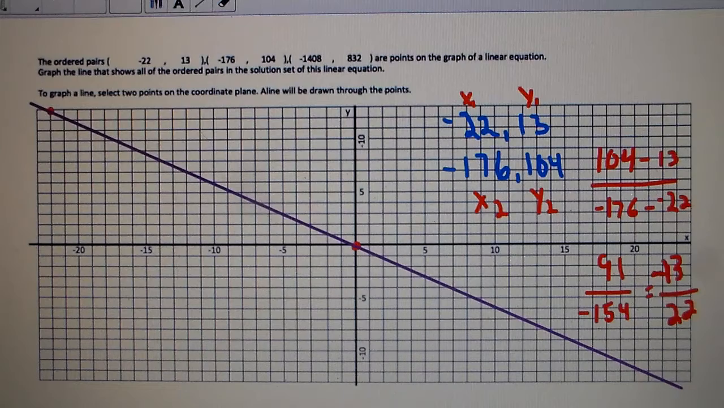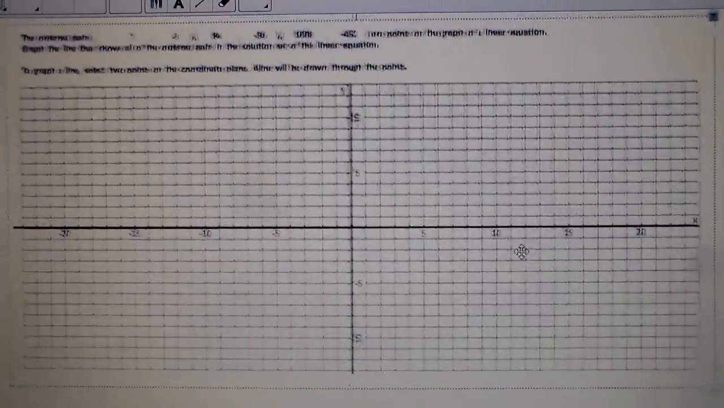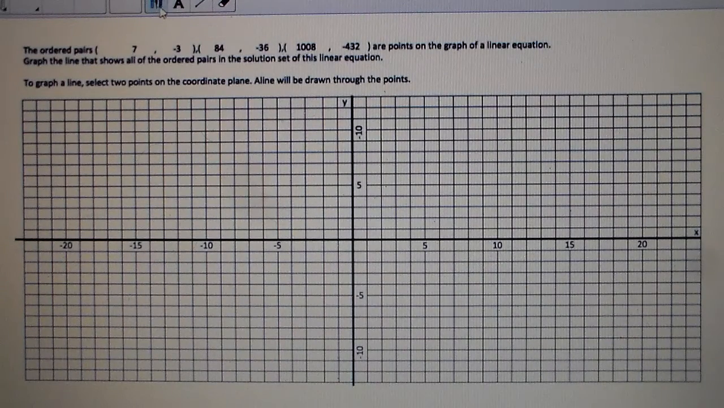I think we got time for one more, so I'll try squeezing in one more. Sweet, some smaller numbers. Alright, so we got the coordinates 7, -3, which we could easily plot, so 7 to the right, 3 down, we plot that coordinate right there. And we got 84, -36, and 1008, -432. The two coordinates I'm working with are 7, -3, and 84, -36, because they're just the smaller numbers.